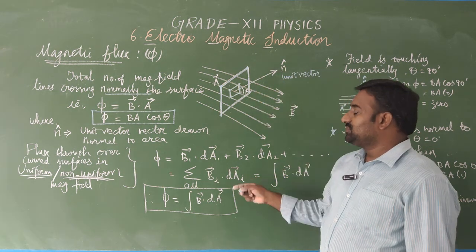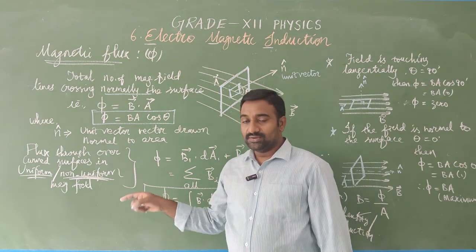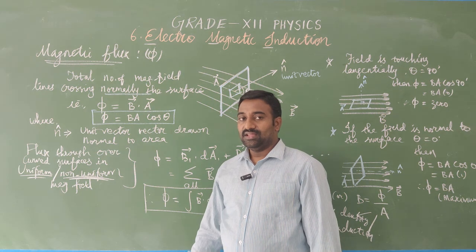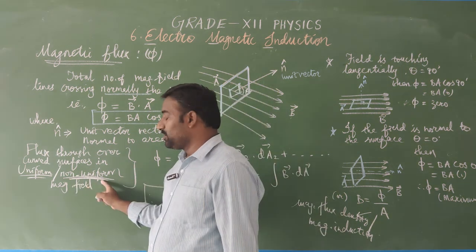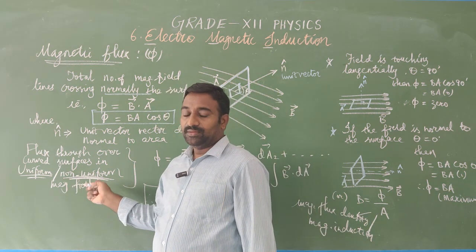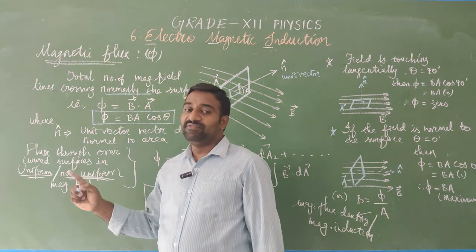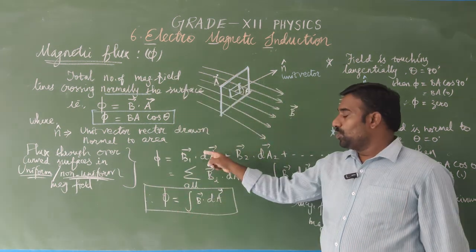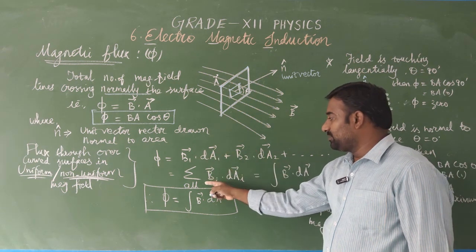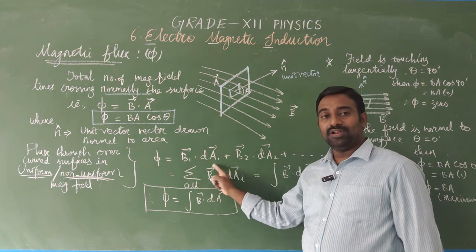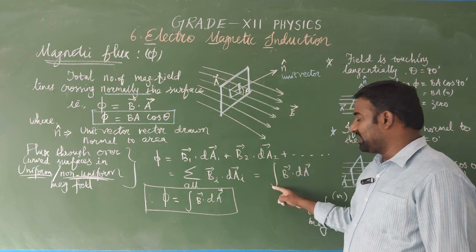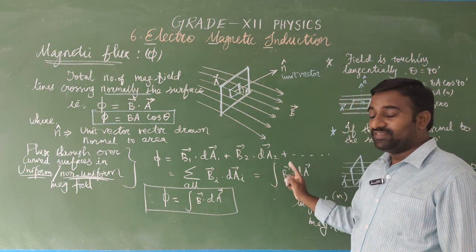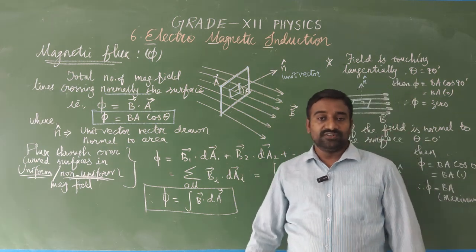Suppose you have any curved surface. Over the curved surface, how many field lines are there? Whether the external field is uniform or non-uniform, whatever the magnetic field may be, the magnetic field can be uniform or it can be a varying magnetic field. In such a case, what will the flux be? Total flux is the summation of all the elements. So we can integrate. If you want to find the total flux, we need to integrate over every surface element. So this is the total flux.